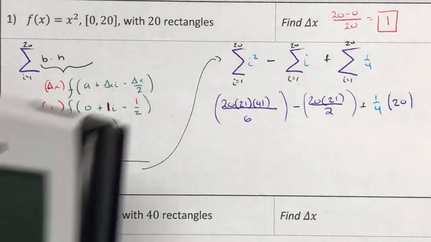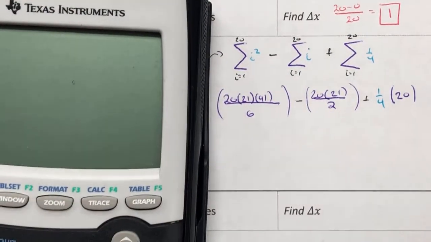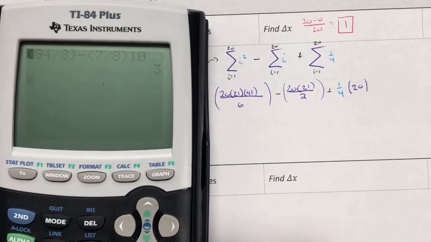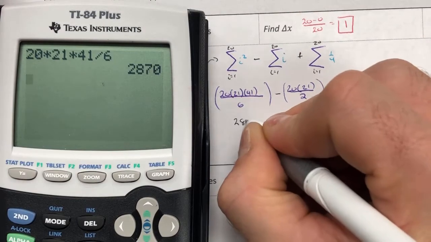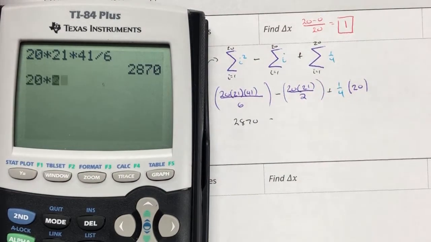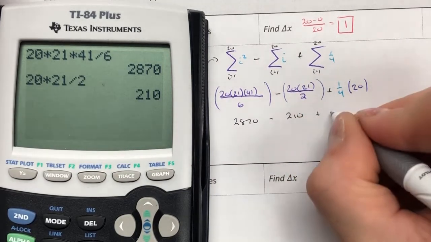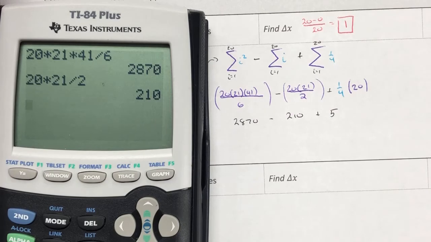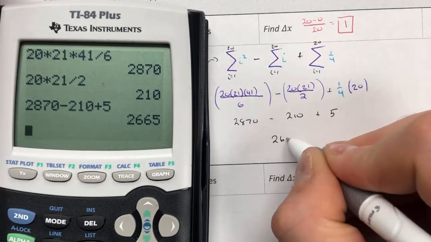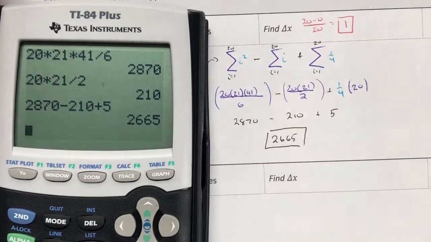And so let's see what that reduces down to. At this point, we're probably going to have to pull out our handy-dandy calculator. Cool. So I'm going to take 20 times 21 times 41 divided by 6. For my first term, I will get 2,870. 20 times 21 divided by 2 is 210, which we subtract, and 1/4 of 20 is 5. So 2,870 minus 210 plus 5 is going to give us 2,665 is the rough area.